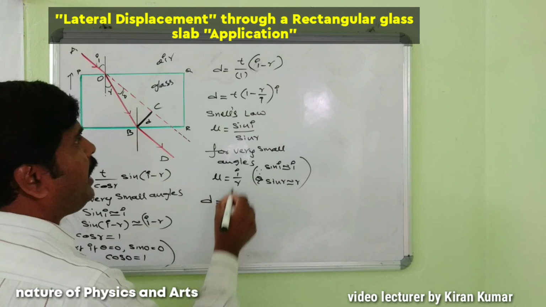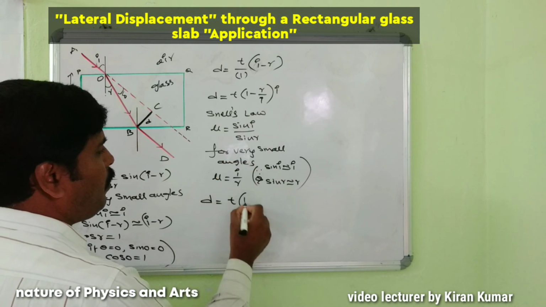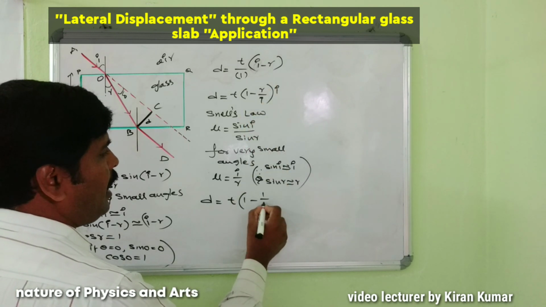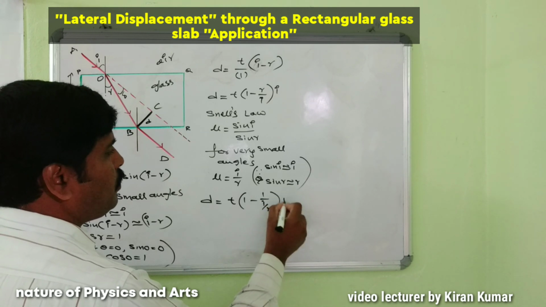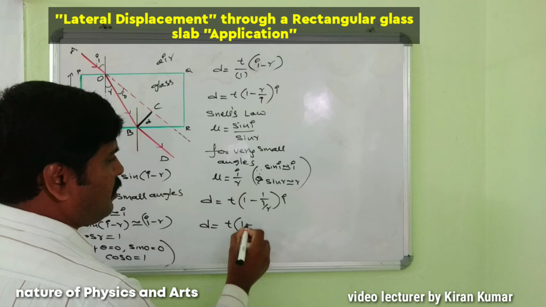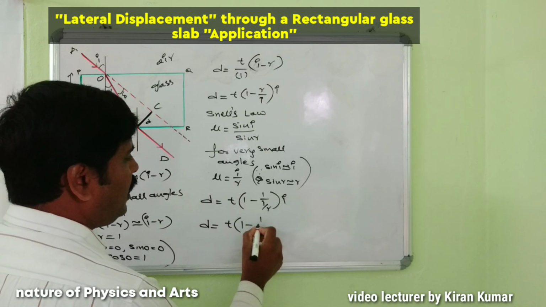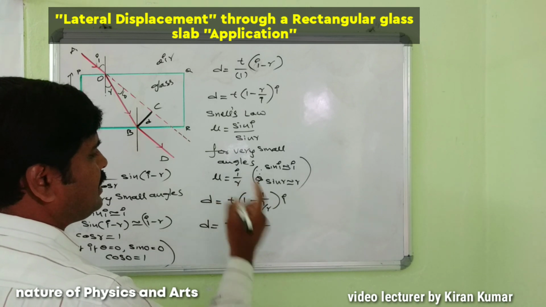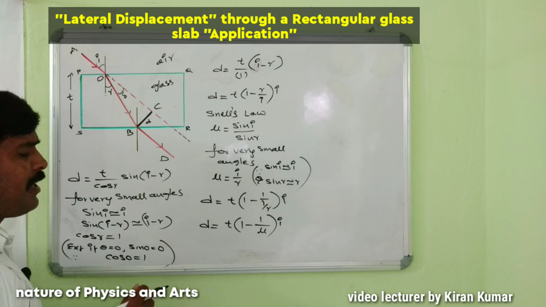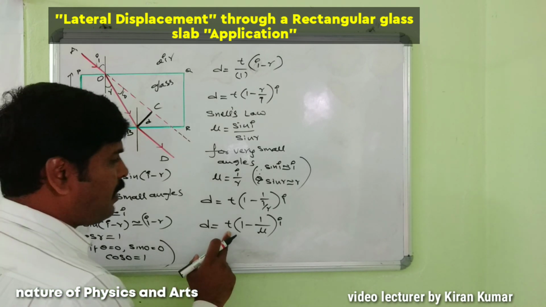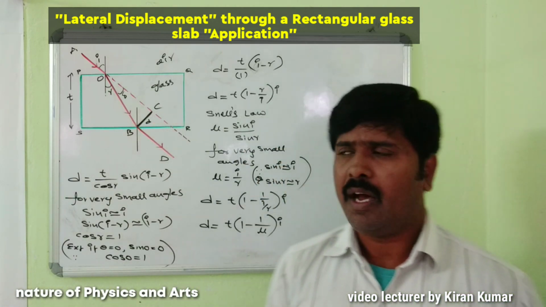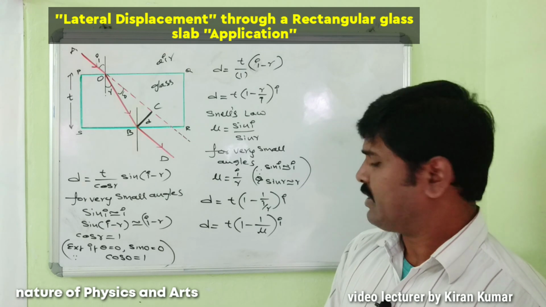This equation is replaced in the above equation. Then d is equal to t times (1 minus r by i), times i, which is d equal to t times (1 minus 1 divided by mu), times i, where mu is the refractive index of the glass slab. This is the lateral displacement equation in terms of thickness, refractive index and angle of incidence of the rectangular glass slab. Okay.